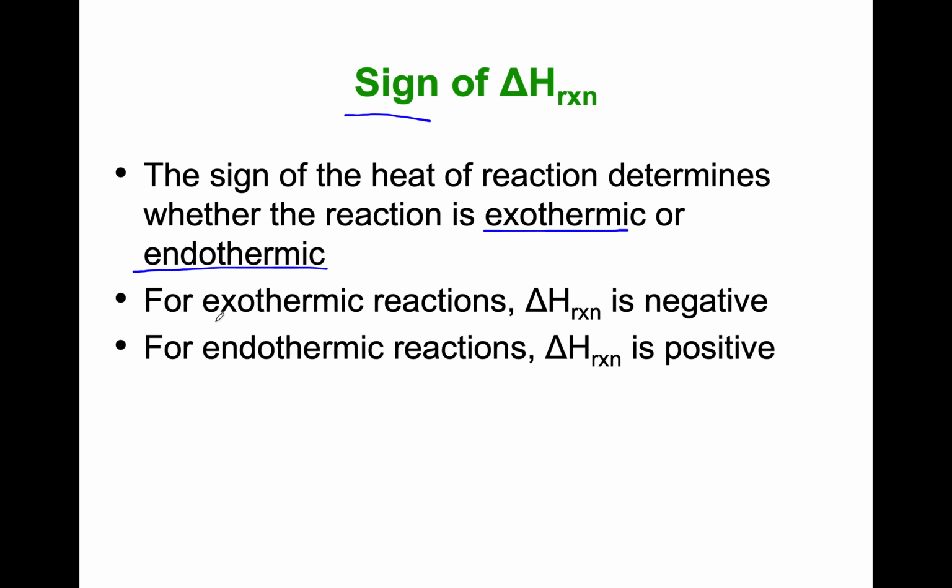Endothermic, exothermic: exo is negative, endo is positive. If delta H has a negative number in it, it's giving off heat. If delta H is positive, it's taking in heat. That's what we want to look at first and be able to compare it. What does this mean, taking in heat or giving off heat?